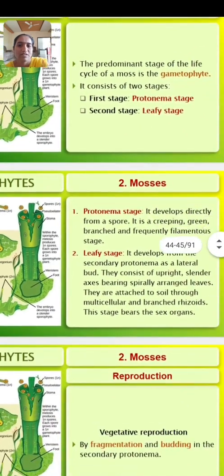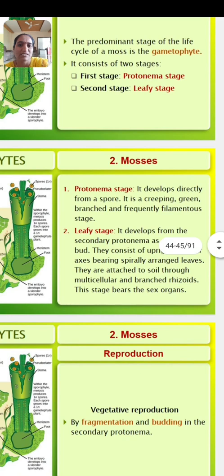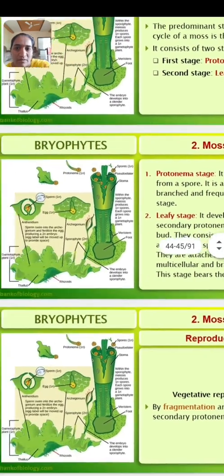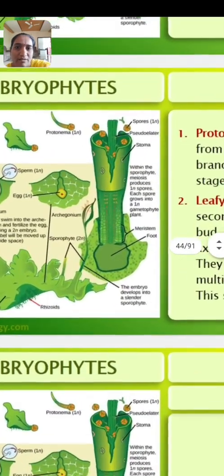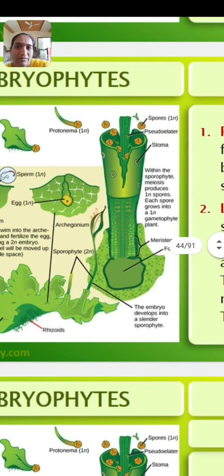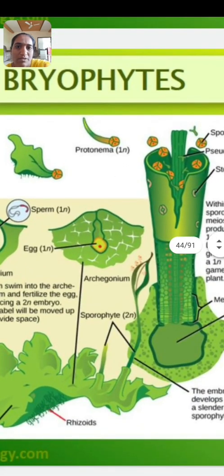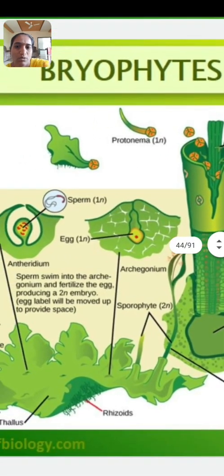Then here, what is meant by protonema stage? It develops directly from the spore. It is a creeping, green, branched and frequently filamentous stage. Look here, protonema. Have you observed this name, protonema?